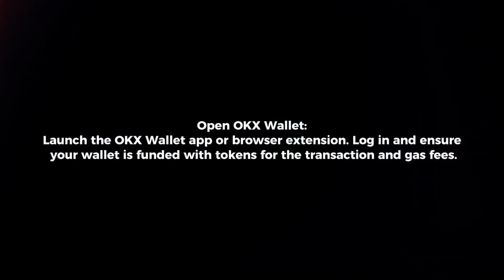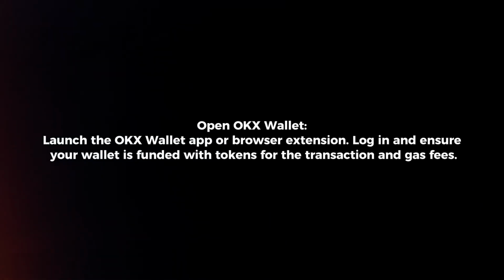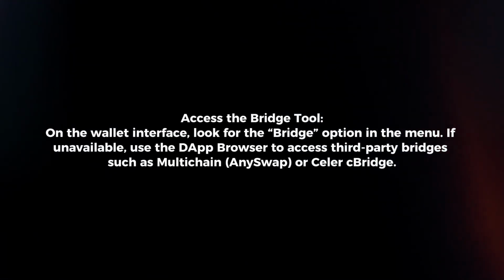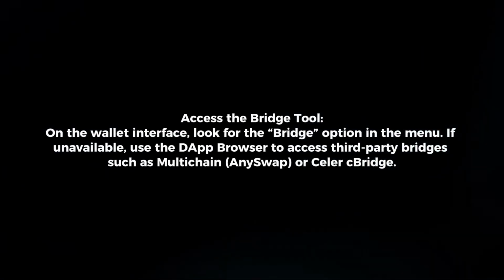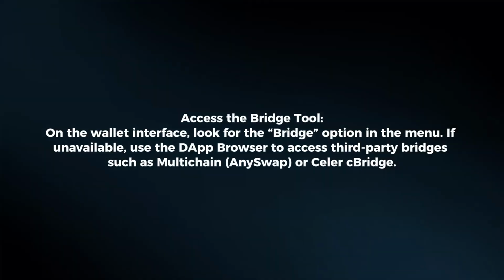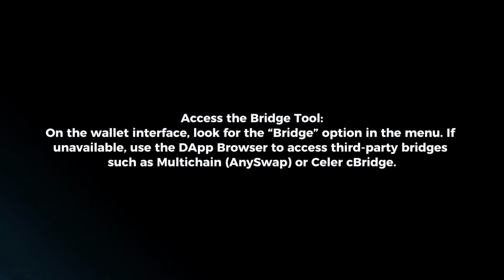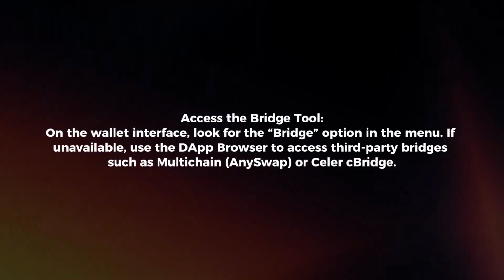Log in and ensure your wallet is funded with tokens for the transaction and gas fees. Access the bridge tool. On the wallet interface, look for the bridge option in the menu. If unavailable, use the DApp browser to access third-party bridges such as Multichain or Celer cBridge.